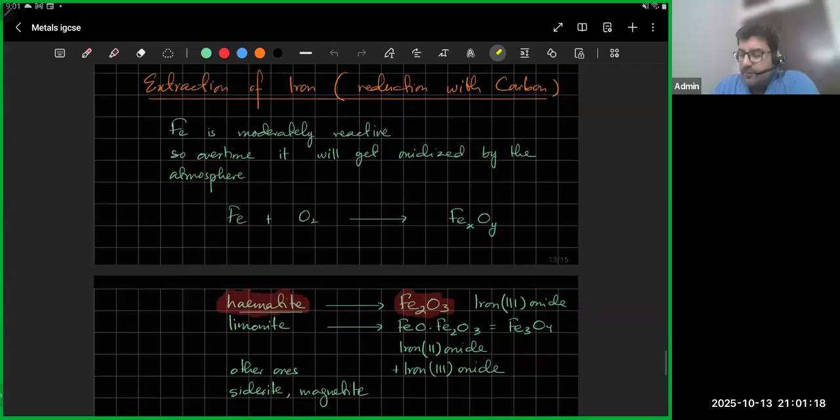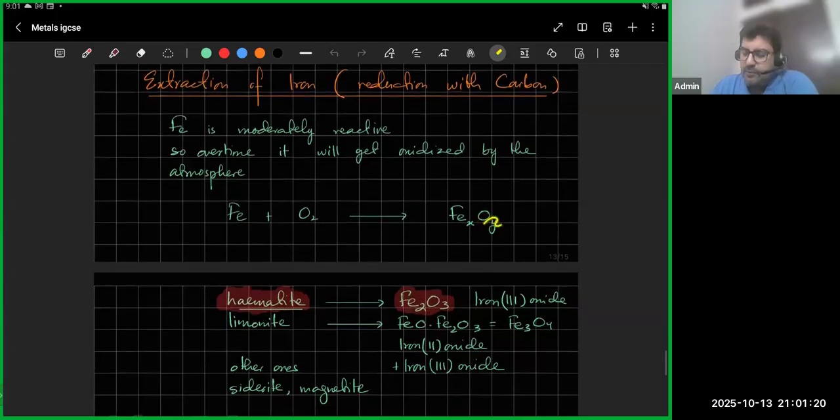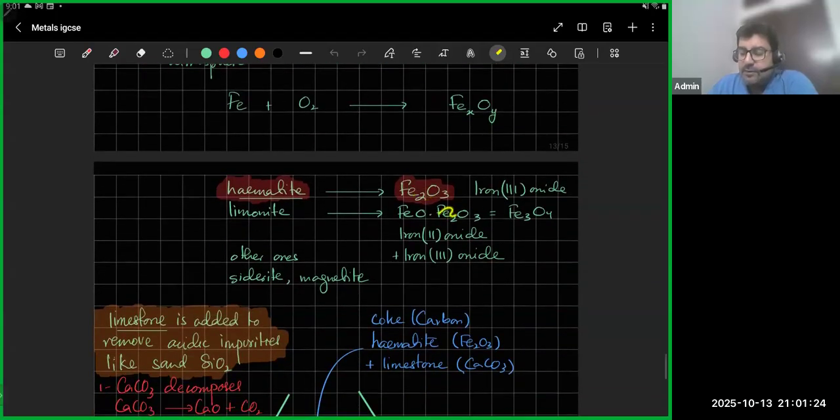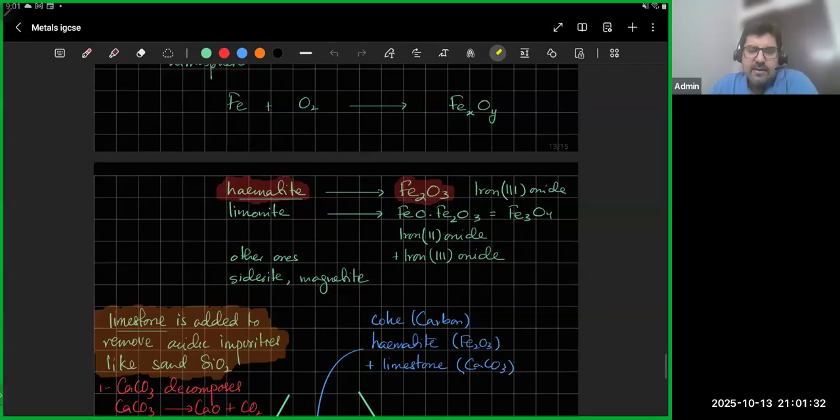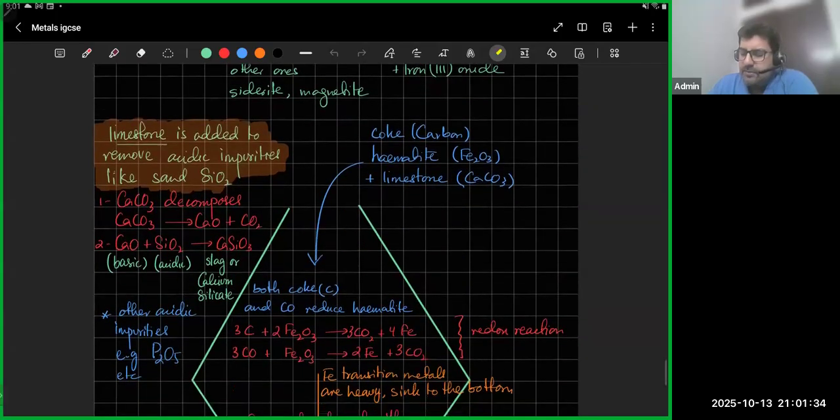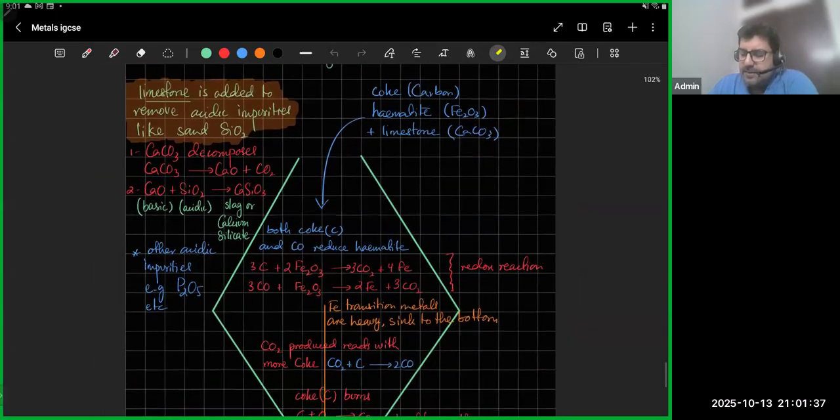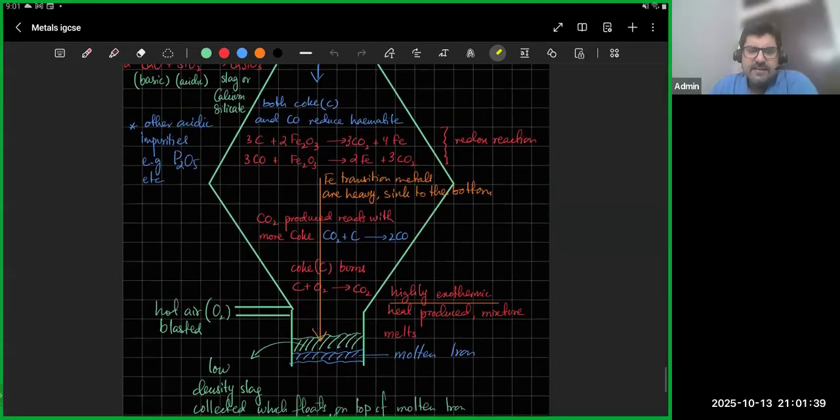So extraction of iron was that most of the ores were iron oxides. Hematite was the most common one, but there were other ones like limonite and magnetite and siderite. But most of them were just iron oxides. You did all the reaction in the blast furnace. A blast furnace is basically just a furnace where hot air is pumped in.